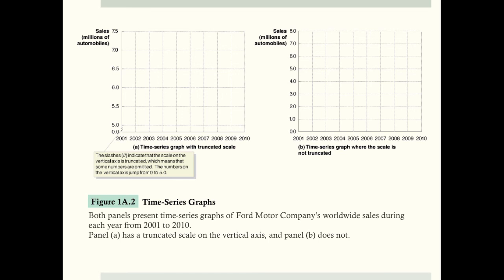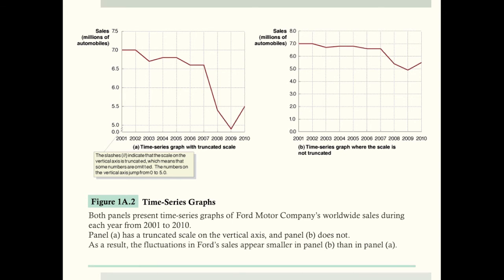Panel A has what's called a truncated scale on the vertical axis, while panel B does not. The slashes represent the truncation, and that just means that some numbers are omitted. So in this example in panel A, we see that we jump from 0 to 5.0. As a result of this truncation, the fluctuation in Ford sales appear smaller in panel B than in panel A. So whenever you're looking at time series graphs amongst other graphs, you should notice whether or not the vertical axis has been truncated.